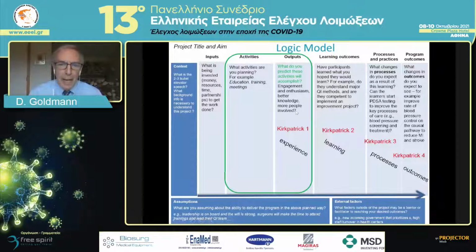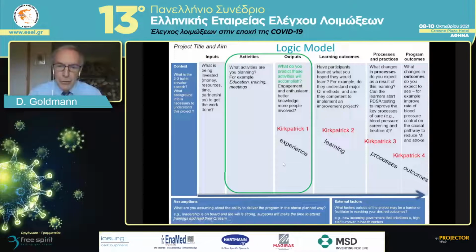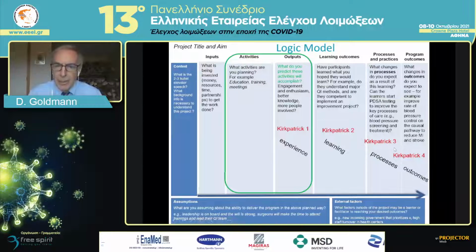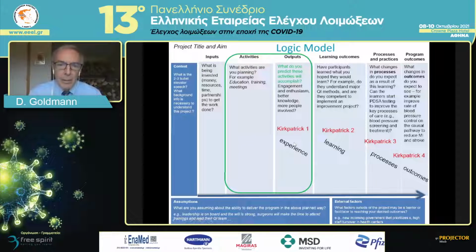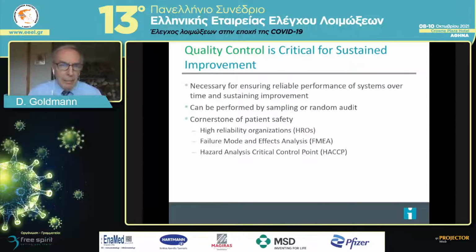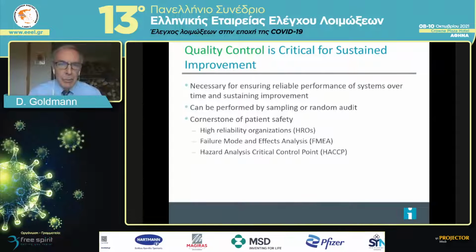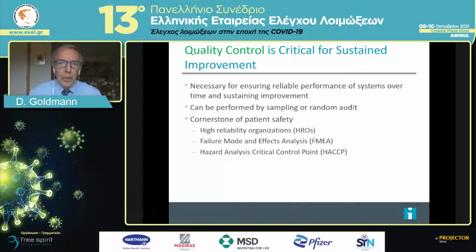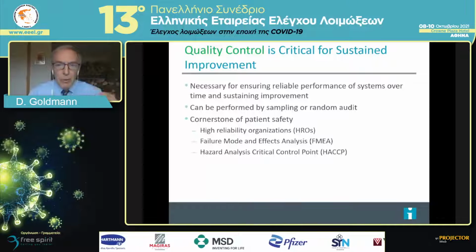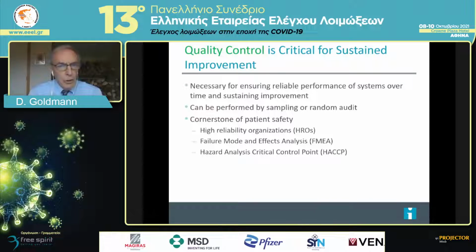And again, here's the Kirkpatrick model. Here we're in level 1, whether in fact you had the experience that will lead you to then learn something and change behavior and get better outcomes. Quality control, which we don't talk about much in improvement, is really necessary for sustaining the gains you make. It's necessary for the reliable, in other words, happens as a matter of routine, the reliable performance of systems over time and sustaining improvement. You can do it by sampling.